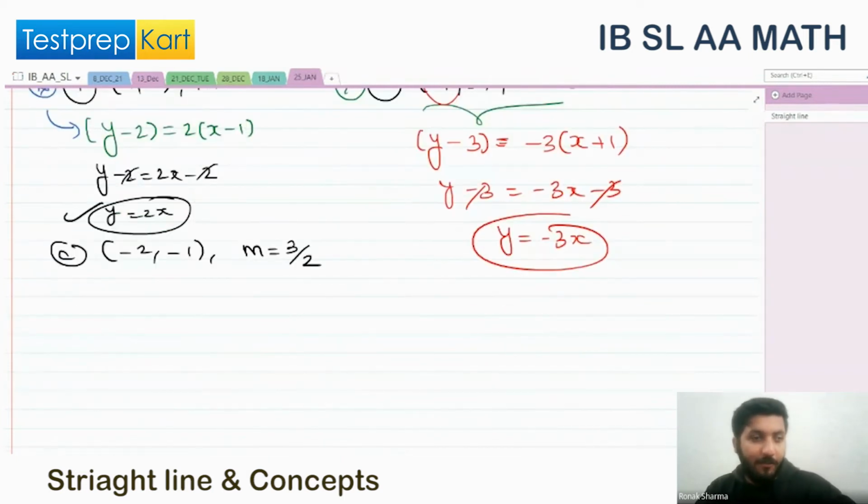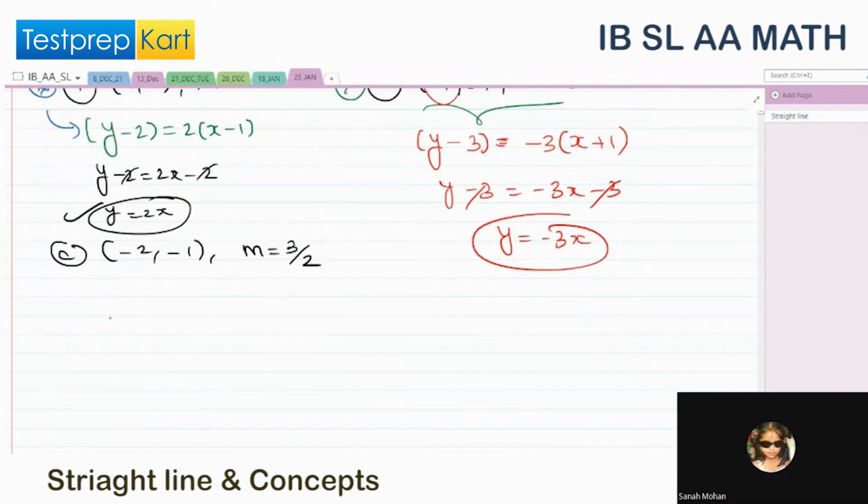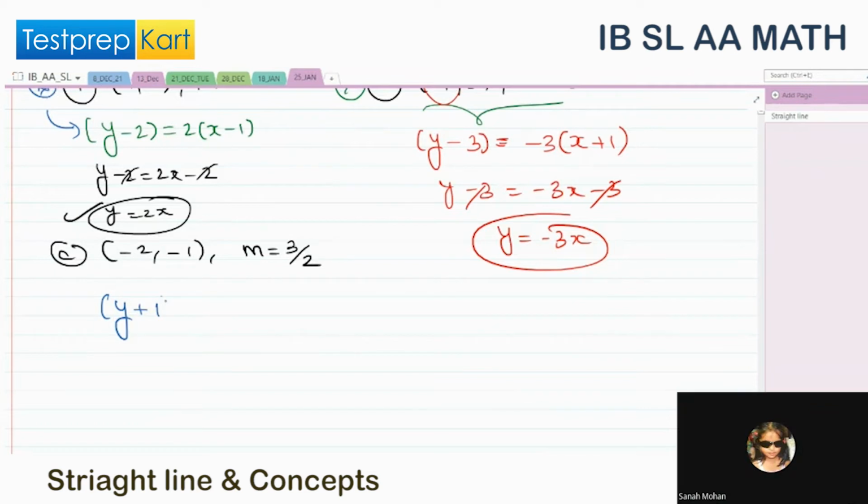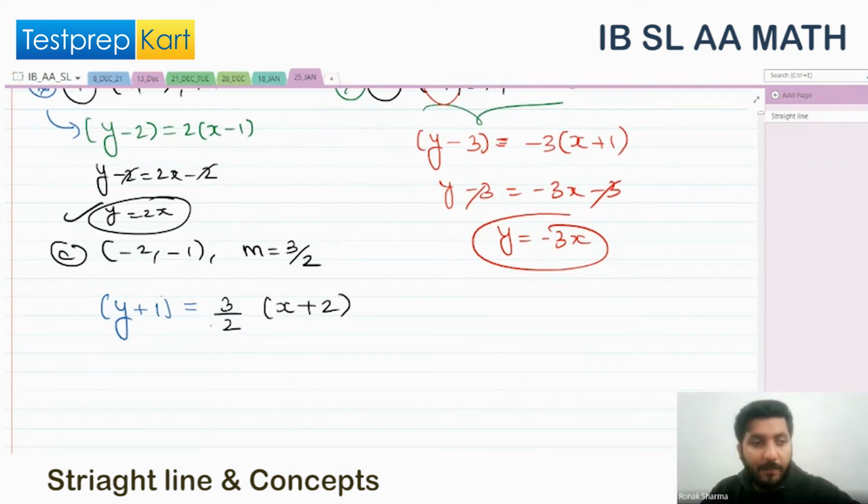You will tell me what I have to write. Y minus, oh no, plus 1, then equals 3 over 2, then x plus 1 plus 2. Okay, now we have to simplify. So should we cross multiply this 2 there? Yeah. 2 times y plus 1 equals 3 times x plus 2. So what you're getting, tell me fast.